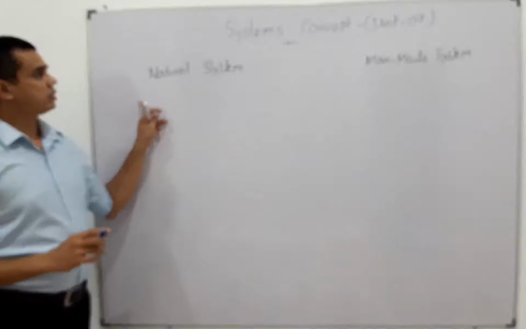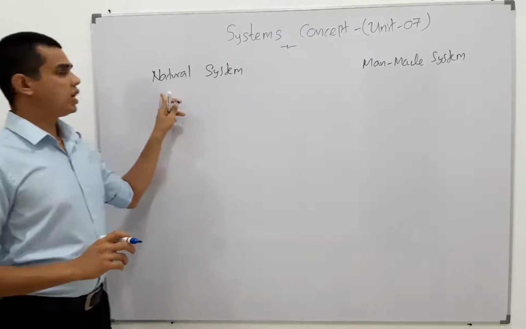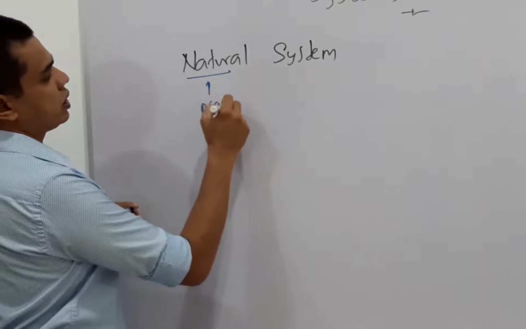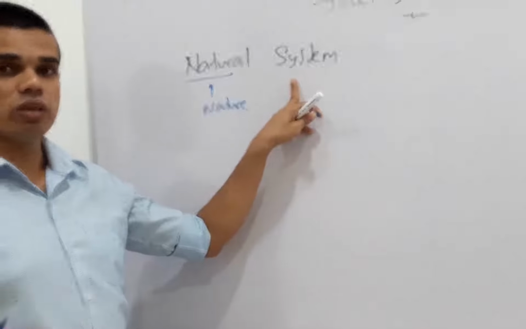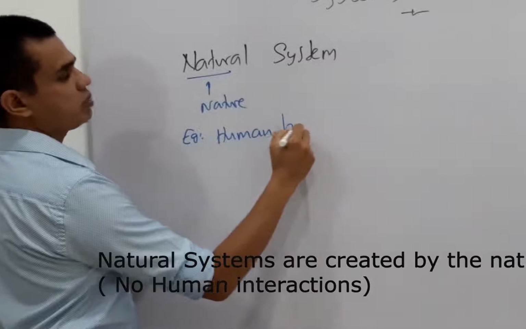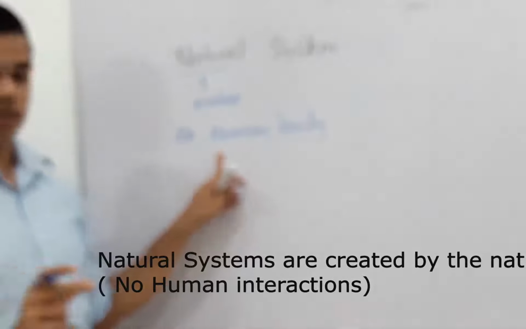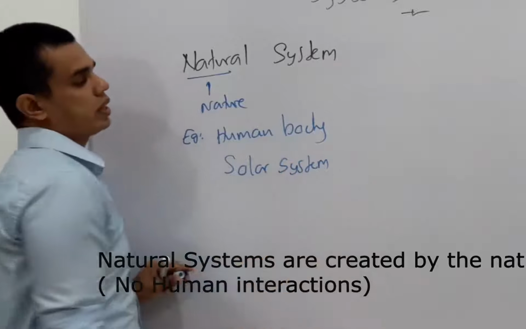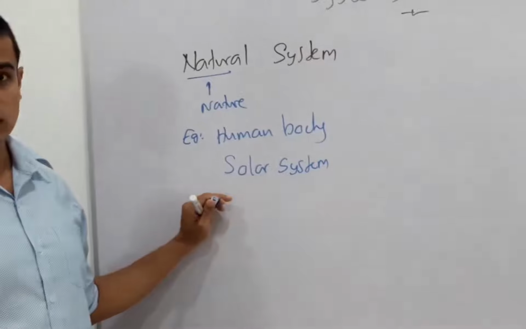We'll see the next concept, natural systems as well as man-made systems. What are natural systems? Just look at the word. Natural means it's by nature. If so, are humans involved in making that system? No, they are naturally made. Examples? Human body. We said that it's a system, so this is a natural system. And again we can go for the solar system. This was given in our syllabus or teacher's guide. This is also naturally made, no one made it. So these are said to be natural systems.